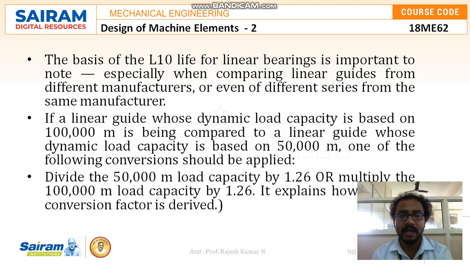The basis of L10 life for linear bearings is important to note, especially when comparing linear guides from different manufacturers, or even different series from the same manufacturer. If a linear guide whose dynamic load capacity is based on 1 lakh meter is being compared to a linear guide whose dynamic load capacity is based on 50,000 meter, one of the following conversions should be applied: divide the 50,000 meter load capacity by 1.26, or multiply the 1 lakh meter load capacity by 1.26. It explains how the 1.26 conversion factor is derived.